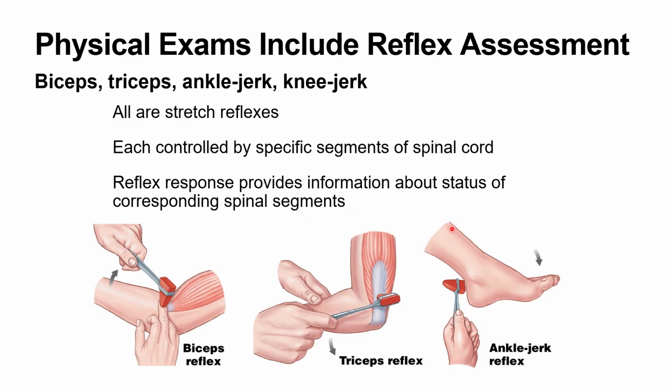Such as when it comes to the ankle jerk reflex, this is our typical way of evaluating the S1 nerve root pairs. When it comes to the knee jerk or the patellar reflex, this is an excellent assessment of the L4 spinal nerve root pairs.